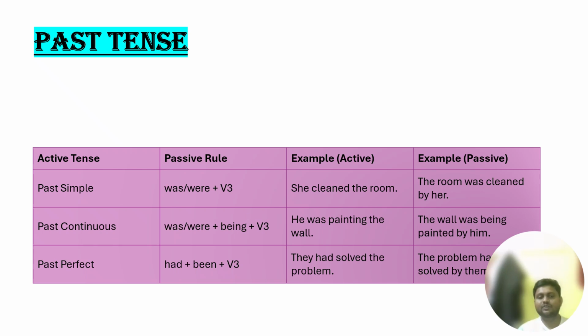And the last form is past perfect. To convert a past perfect sentence into its passive form, we have to use had plus been plus the verb's third form. An example of a past perfect sentence is they have solved the problem. And the passive of this sentence would be the problem had been solved by them.